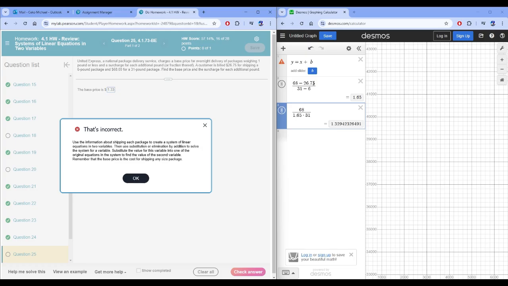$26.75 for shipping a 6-pound package. $68 for shipping a 31-pound package. You find the rate of change. It's $1.65 per pound.